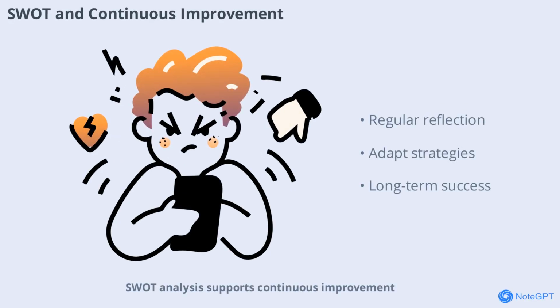SWOT analysis supports continuous improvement by encouraging regular reflection and adaptation. By revisiting your matrix and updating it as needed, you ensure your strategies remain effective and aligned with your goals. This mindset of ongoing improvement is key to long-term success.